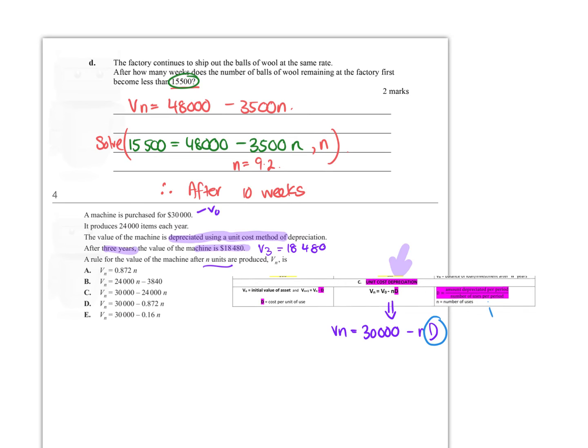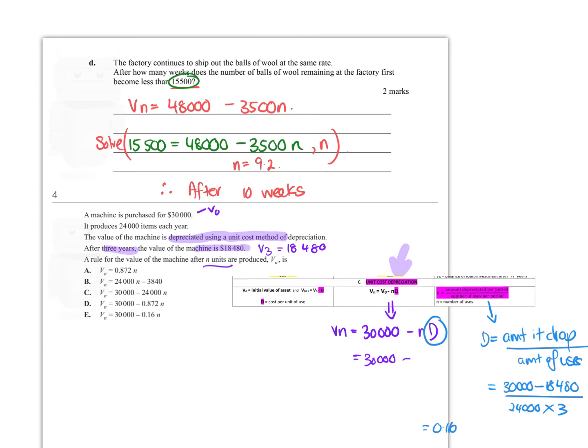Remember, here's the formula that we could use. The amount it depreciated, or sometimes I like to write the amount it dropped, over the amount of uses. If you looked at it, it went from 30,000 down to 18,480, so that will give you the drop if you minus them. And the amount of uses was 3 years, at 24,000 every year. If we do that, what do we get D to be? I got that to be 0.16. So the final formula would have been 30,000 minus 0.16n.